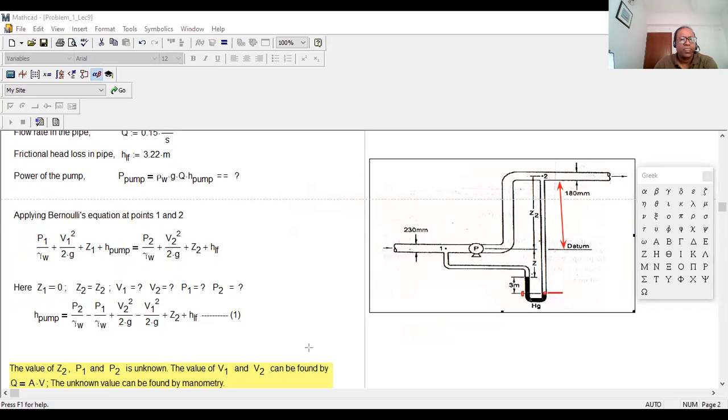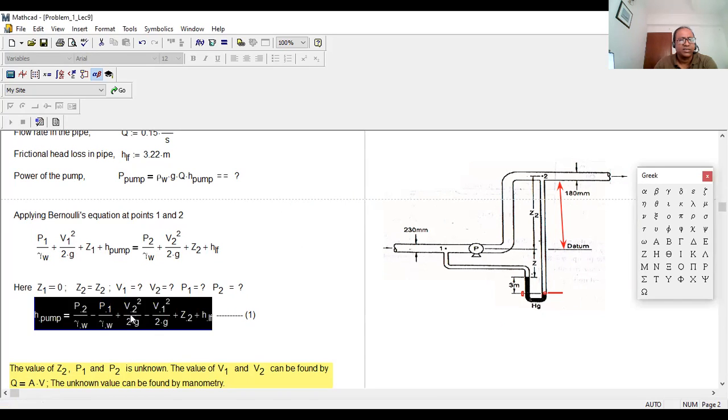So from here, we figure out the H pump. All the terms you take to the right side, and this is the equation for H pump.